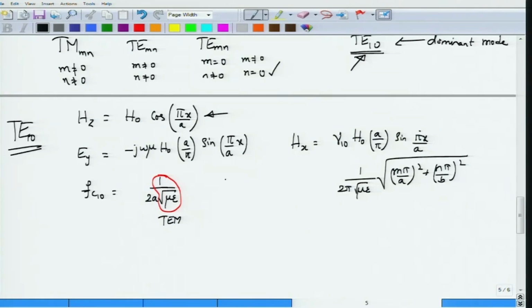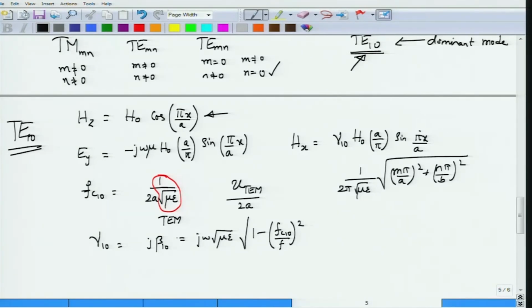So this can be written as u of the phase velocity, or you can write this as the TEM phase velocity divided by 2a. Okay. What would happen to gamma? Gamma 10 will be equal to j beta 10, assuming that your frequency is larger than fc10, and this would be equal to j omega square root mu epsilon times square root of 1 minus (fc10 by f) squared, right. So this would be the expression for gamma. Okay. So we have written down the corresponding expressions for TE10.